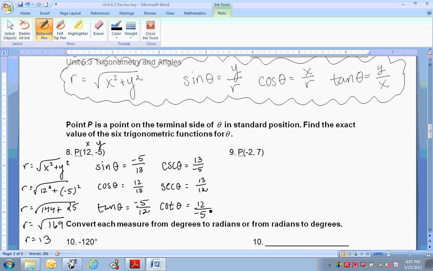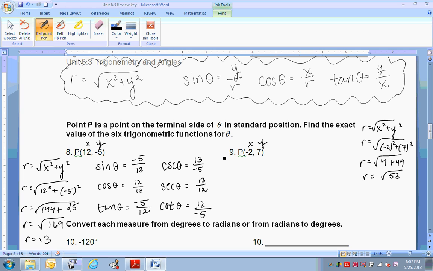Now moving on to problem 9. We've got the same equations that we're going to be using, so let's go ahead and find r. r is equal to the square root of x squared plus y squared. So x is negative 2, y is 7. So it's negative 2 squared plus 7 squared. So r is equal to the square root of 4 plus 49. And when we figure that out, that means r is equal to the square root of 53.